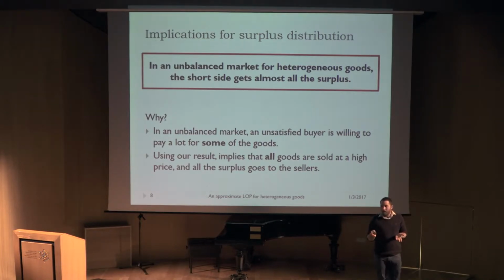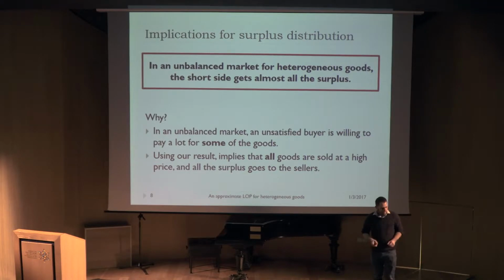Okay, so some of the goods are going to be priced high, and because of the approximate law of one price, all of the goods are going to be priced high, meaning that the entire surplus is going to go to the sellers and not to the buyers. So this is a corollary of the approximate law of one price.